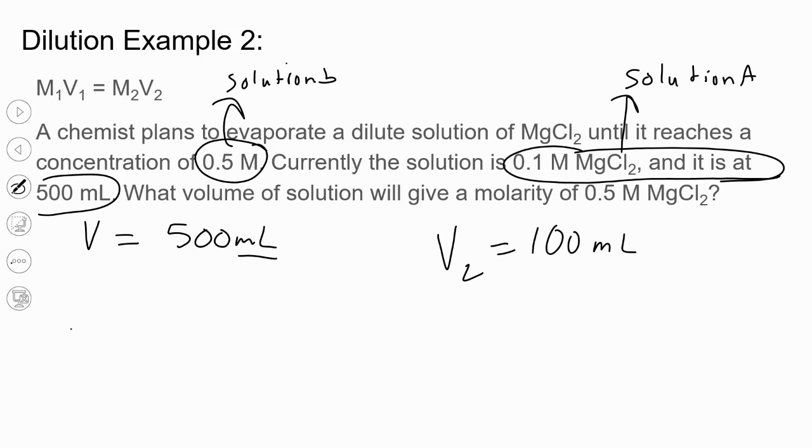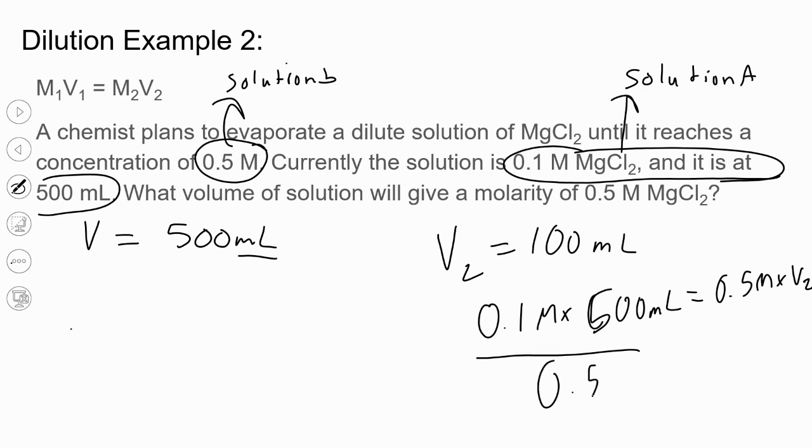So we could also set this up as this is what we're starting with. So 0.1 times 500 equals, we have 0.5 molar times V2, and divide this all by 0.5 molar. So that V2 is by itself. This simplifies to 1. We have just V2 on the side. And we end up with 100 milliliters. Okay, questions? Feel pretty good about this one?